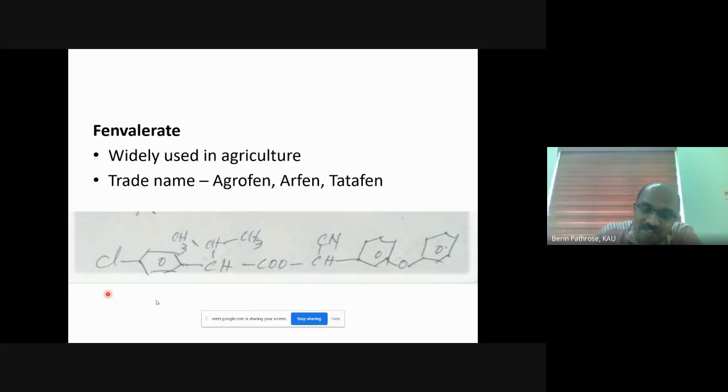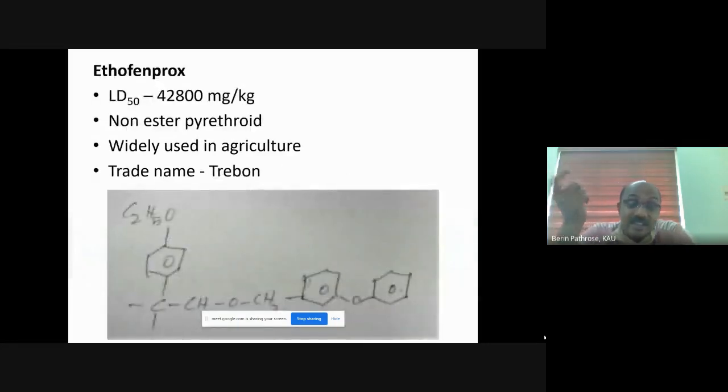So fenvalerate: the alcohol part is changed, the acid part also they have changed, and scientists have come up with a potent pesticide molecule, that is fenvalerate. It has a chlorine atom, a benzene ring, then CH, CH, CH3, CH3. So then scientists slowly started working on the acid part also. Then comes ethofenprox. The importance of ethofenprox is that till now, whatever we have discussed were all esters.